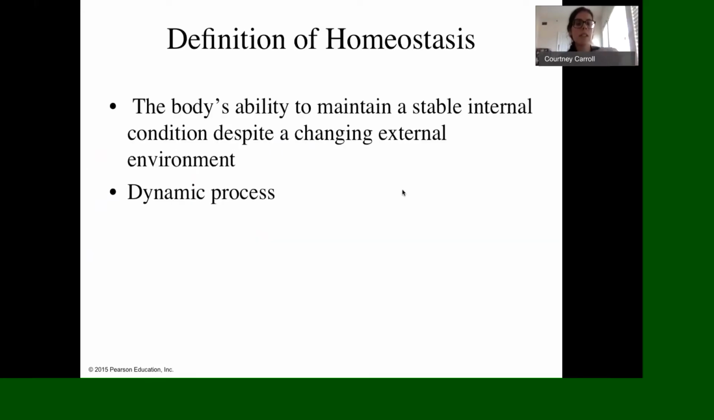So homeostasis is the body's ability to maintain a stable internal condition despite a changing external environment. And this is a dynamic process. We're going to keep our inside the same despite all of the changing things around us. This applies to a lot of properties like temperature, blood sugar, and blood pressure. We don't want it to be too high or too low.